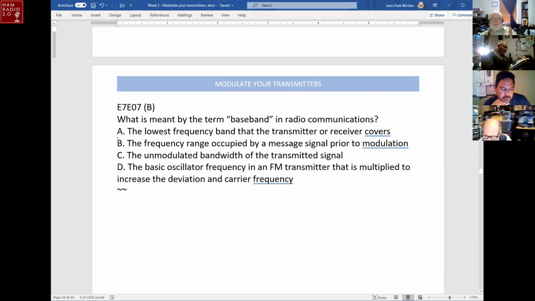I don't see the difference between that one and the next answer, between B and C. An unmodulated bandwidth of the transmitted signal. Okay. What's the bandwidth of a carrier?